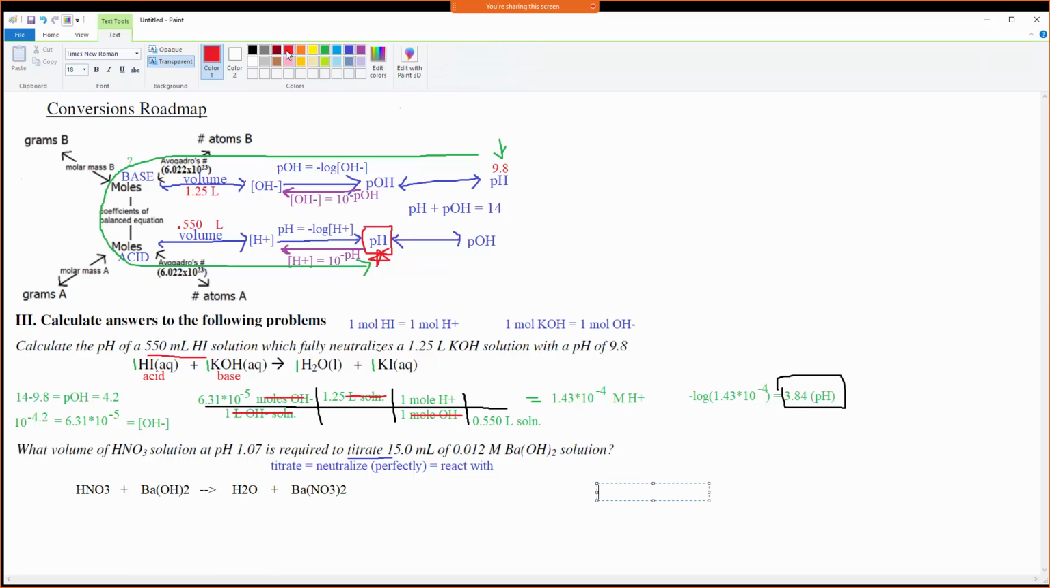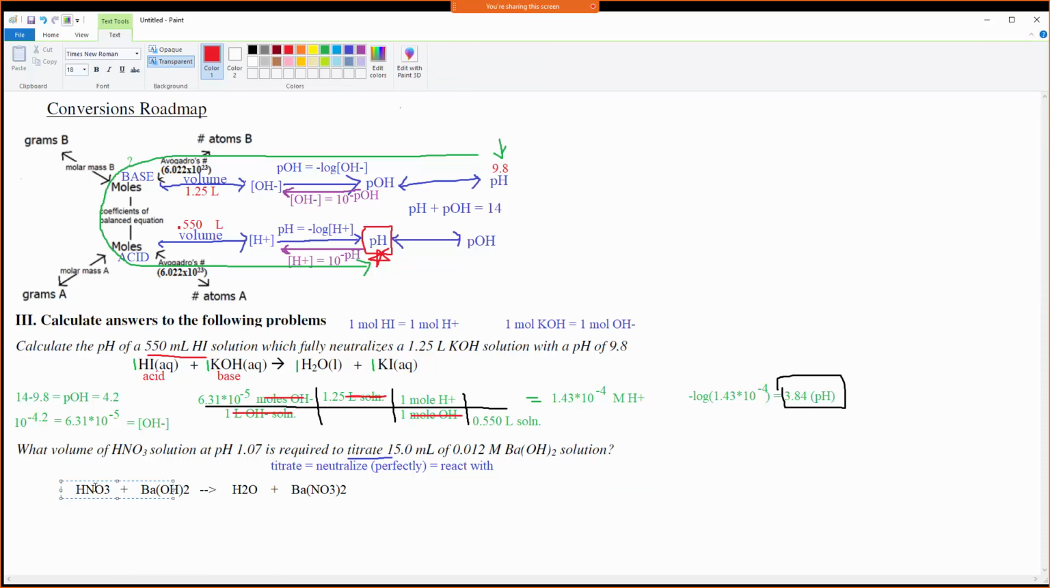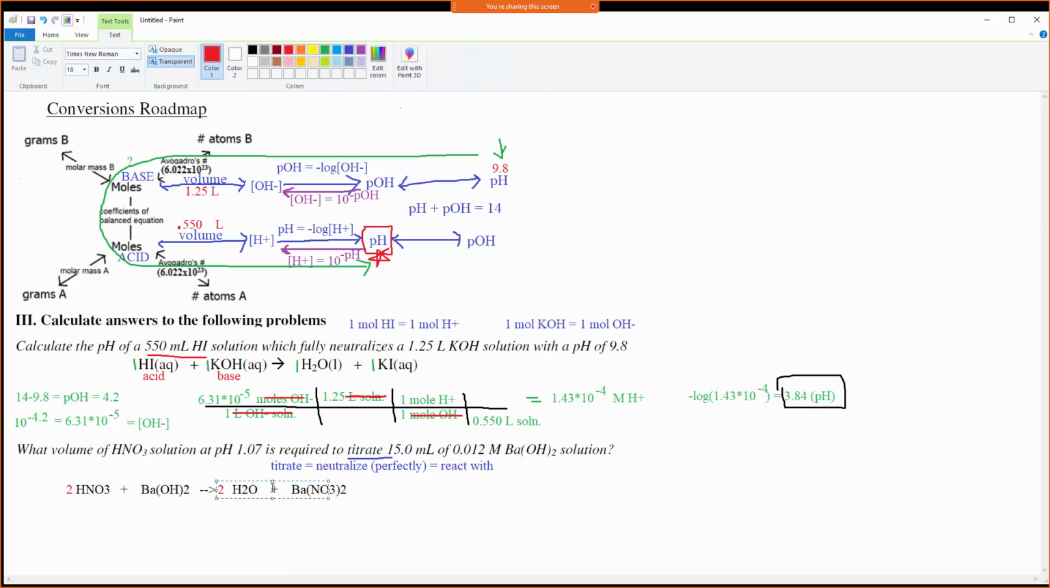When you balance this, you find that you're going to need 2 nitrates, right? Because you're going to have 2 of that barium. And then the 2 H's plus the 2 OH's will give you 2 waters.